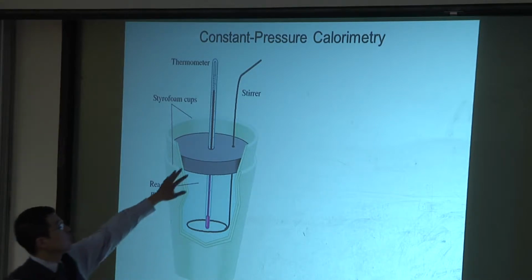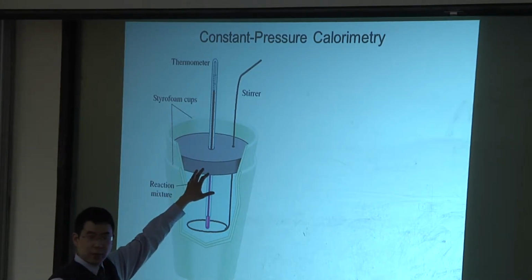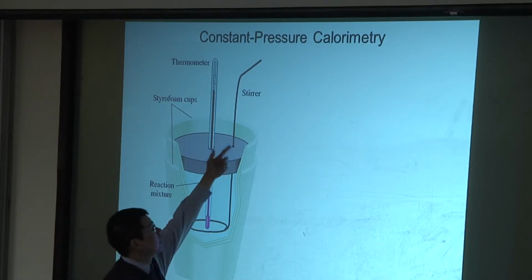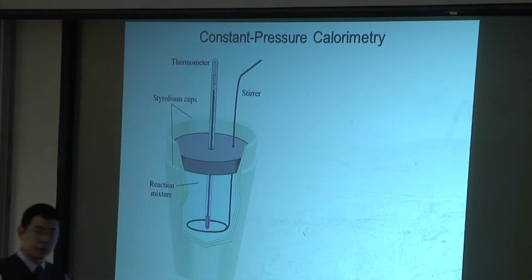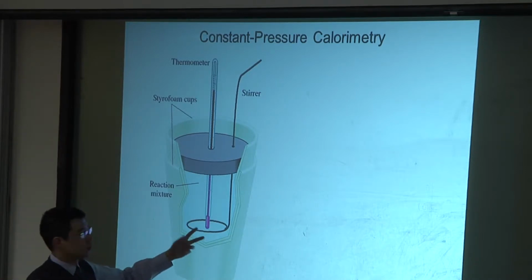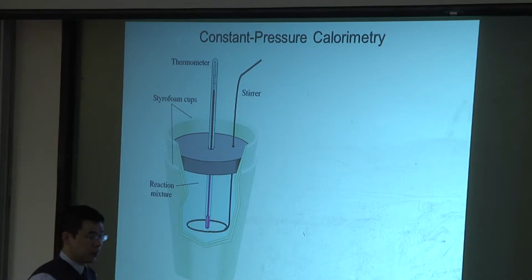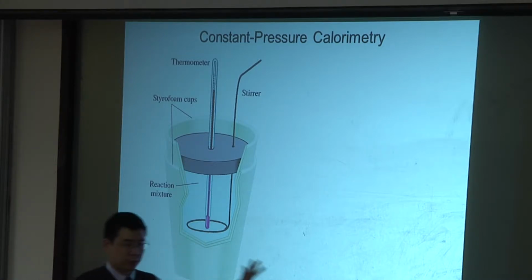Even though this is capped, it's not a tight seal. It's not going to explode; air can get in and out. So the pressure is constant and it equals atmospheric pressure. In practice, you're going to have to be able to stir so you can make sure the top of the cup is the same temperature as the bottom of the cup, and you're going to have a thermometer to monitor the temperature.